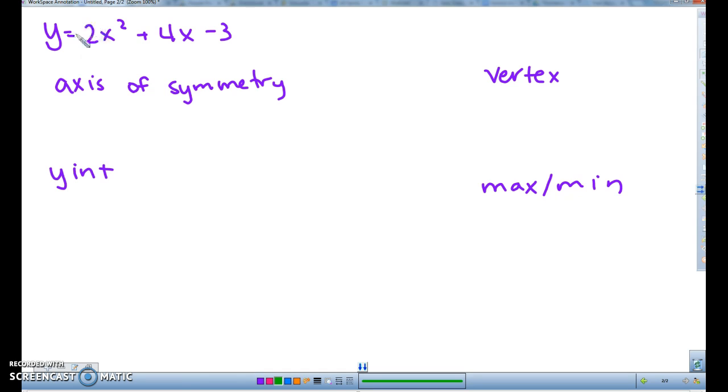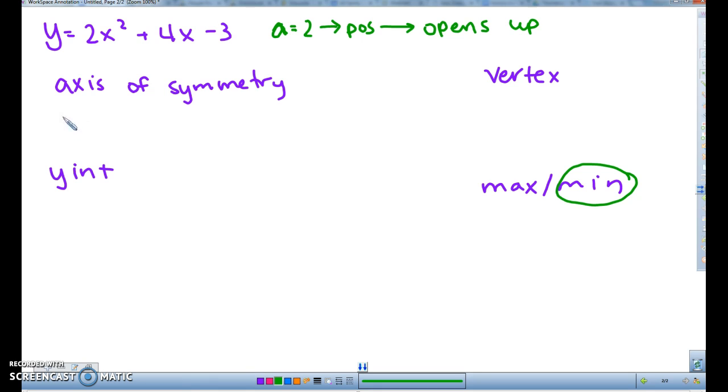Well, we know that this 2 is positive, so a equals 2, which is positive, which means it should open which way, up or down? It opens up, which means our vertex is going to either be a max or a min. Because it opens up, do we think it's going to be a maximum or a minimum? Good, it should be a minimum value, okay?